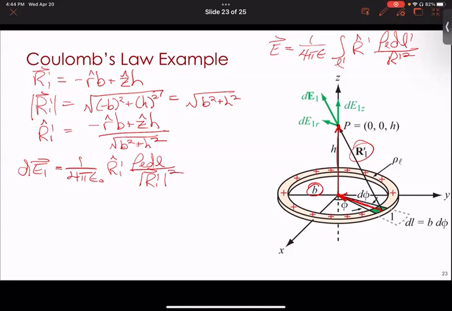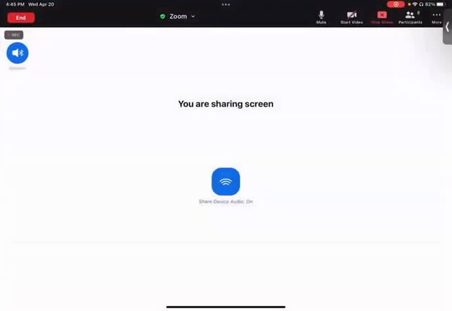Okay, it's 4:44, so I think we should probably stop there, and I'll pick it up at this point on Monday. That will finish off this set, and then we'll move into Gauss's law and electrostatic potential on Monday. We should finish those next week, and then we'll move on from there. So have a good rest of your week, good weekend, and I'll see you all on Monday.